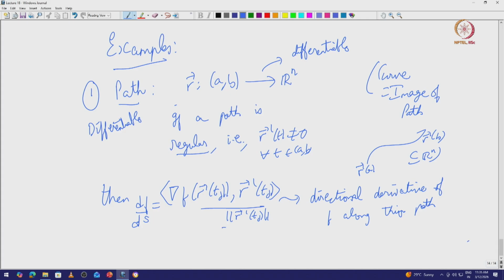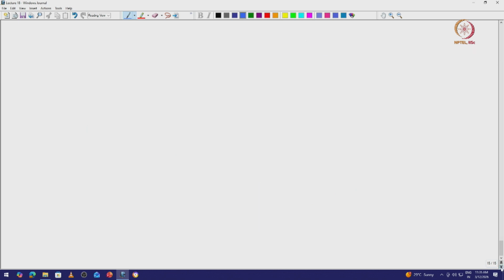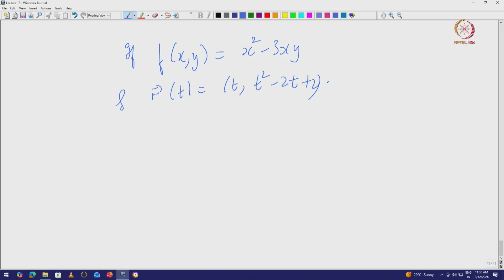But for us to be able to divide by the derivative's magnitude, we want the derivative to be non-zero. Okay, so we can for instance do this in a particular example. So if for instance f of x comma y is, let's say, x square minus 3xy, and let's say the path is this, right? This is obviously differentiable. Why are these so obviously differentiable? These are one variable functions. They're polynomials, and this is also a polynomial.